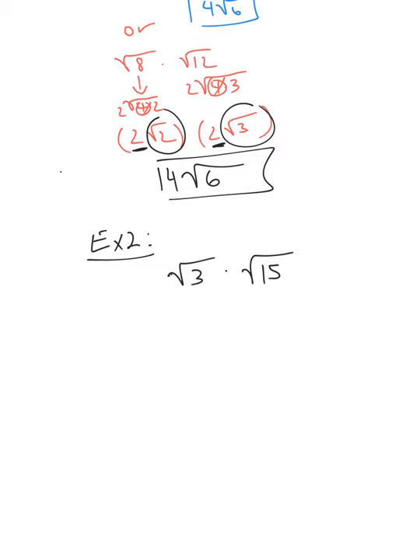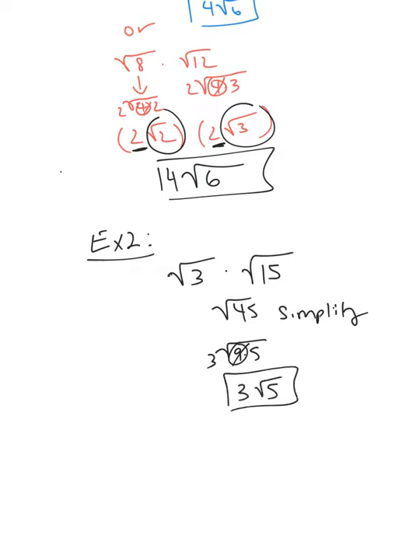So you end up with the square root of 45. And then you just have to remember to simplify at the end. So think of what perfect square goes into 45. Well, 9 goes in. So this is the square root of 9 times 5. Take out its square root, which is 3. So 3 radical 5 is your final answer.